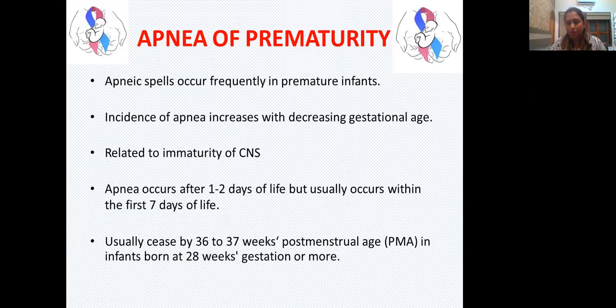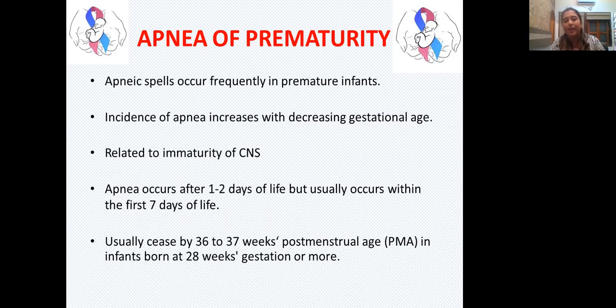So, apnea of prematurity. Apnea is much more common in preterm babies. So apneic spells occur frequently in the premature infants, and incidence of apnea increases with the decreasing gestational age. So a baby which is 28 to 30 weeks of gestational age has got a much higher chance of having apneic episodes as compared to a baby who is 34 weeks of gestational age. And the various mechanisms of apnea of prematurity we'll be discussing in the later slides.